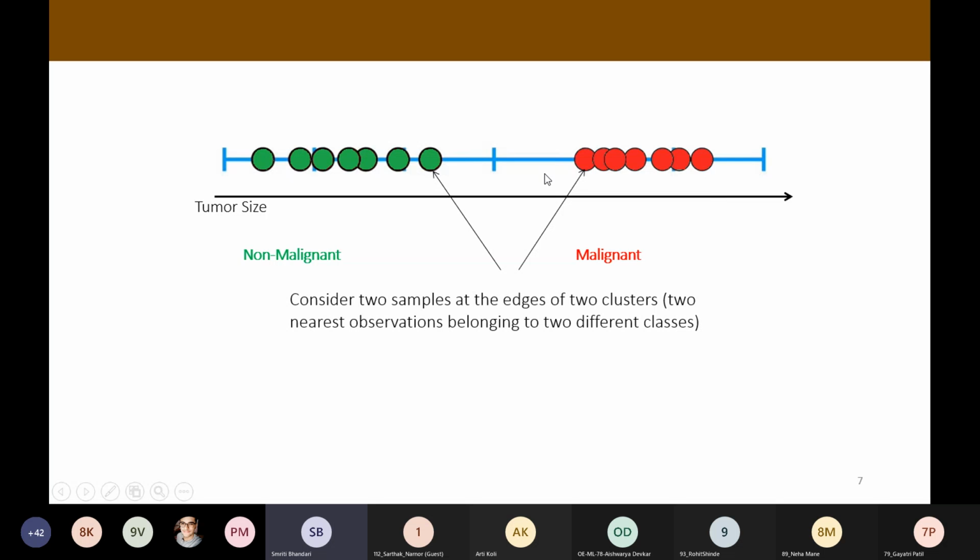So what I'm going to do next is consider these two samples that are at the edges of the two clusters. Or in other words, I may say that these two are the nearest observations, or the nearest examples, belonging to two different classes. Do you agree with me?